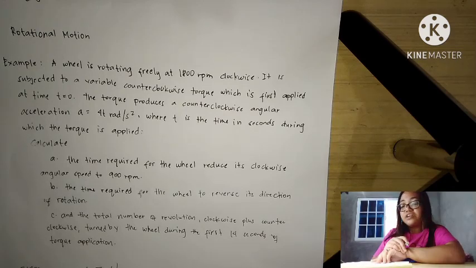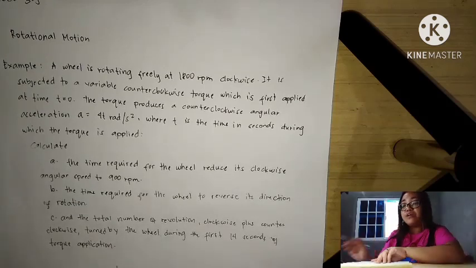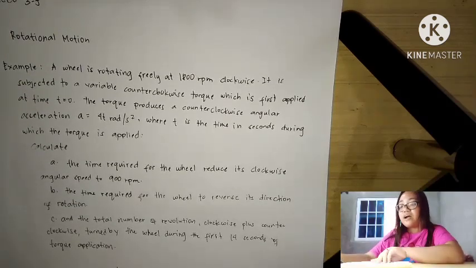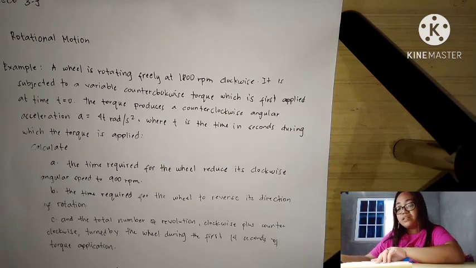So, ika-calculate natin yung time required for the wheel to reduce its counterclockwise angular speed to 900 rpm, and the time required for the wheel to reverse its direction of rotation, and see the total number of revolutions, clockwise plus counterclockwise, turned by the wheel during the first 14 seconds of torque application.